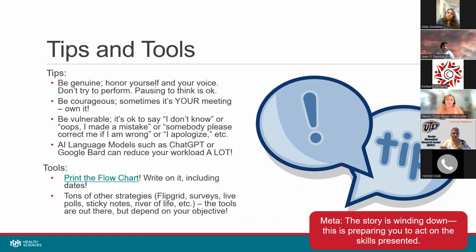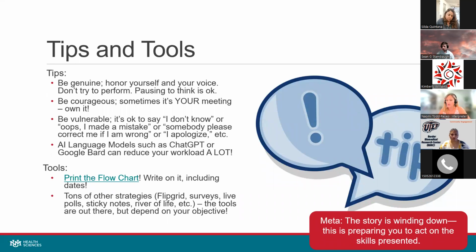Be courageous. Sometimes that means faking it till you make it. Sometimes that means some radical acceptance, the idea of whatever happens, I'll be okay. It might not go well, and that's also okay. Being vulnerable, it's totally fine to say, I don't know, or oops, I made a mistake during a training. In fact, it builds trust because it shows your guests that you're a human just like them.